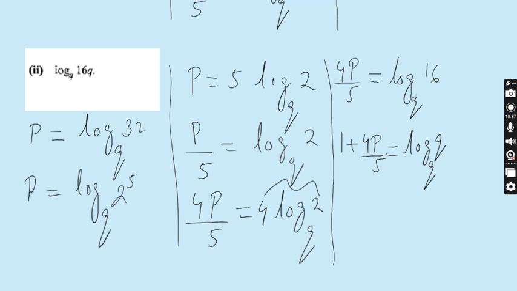So there is no difference between 1 and log q q, because if the base and the value are the same, the answer is always 1, and log q 16 remains the same. So 5 ones are 5. 5 plus 4p upon 5 is equal to, you know, when you have an addition sign, you can convert it in terms of multiplication. So log q, and q into 16 is 16q.